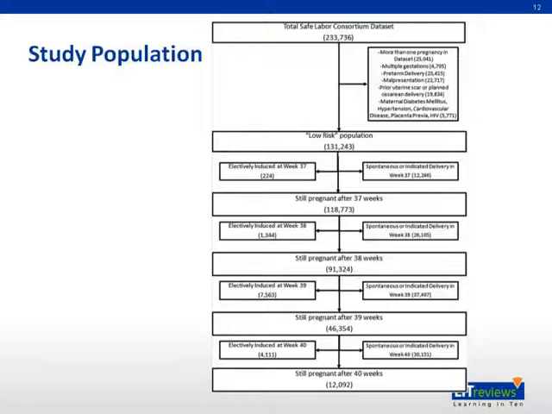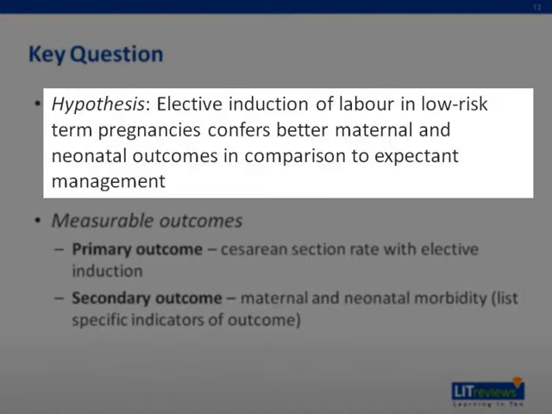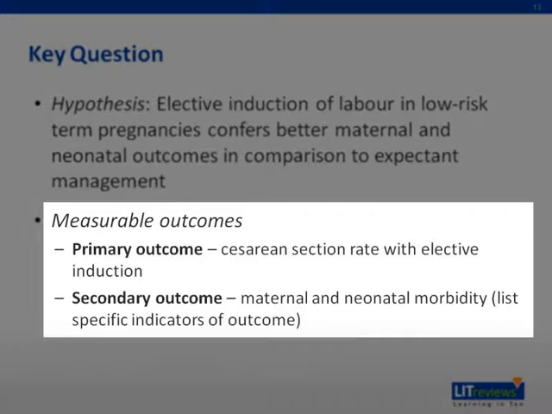Here is a diagram demonstrating the stratification of the study population into the different weeks of gestation. The key question that the study hopes to answer is whether elective induction of labor in low-risk term pregnancy confers better maternal and neonatal outcomes in comparison to expectant management. The measurable outcomes include the primary outcome and secondary outcome. Primary outcome includes cesarean section rates with elective induction, whereas the secondary outcomes include maternal and neonatal morbidities.